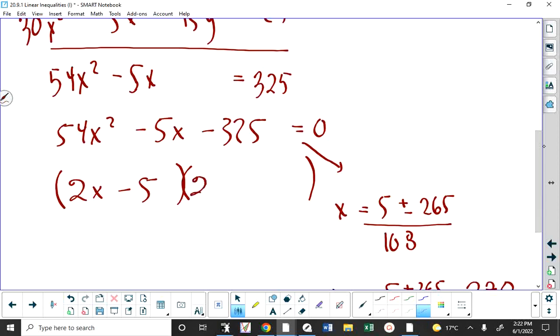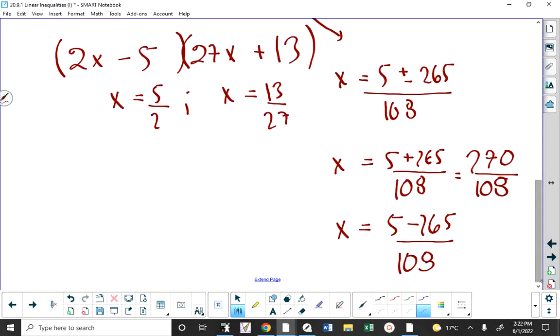Oh, man, really? That's what it factors into. So anyway, one way or another, by hook or by crook, you get 5 halves, and you also get negative 13/27. You can just check for me, please. 5 minus 265 all over 108. Is that the same as negative 13 over 27?